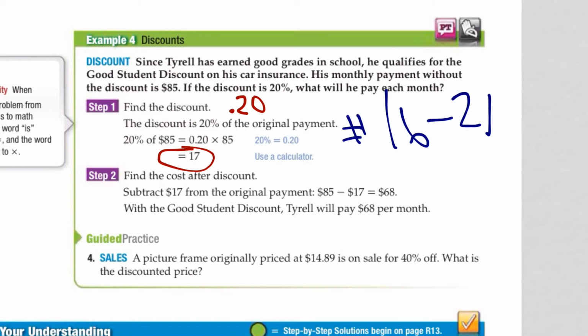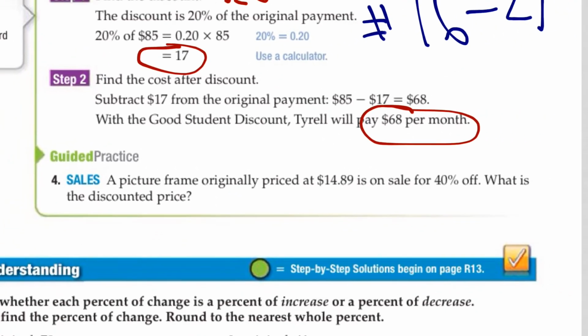But the question is, since it's a discount, am I going to add it to the 85 or am I going to subtract it? Well, since it's a discount, I'm taking it away, so it's 85 minus 17. So now, what he's going to have to pay is only $68 a month. So he saves himself $17 a month and only has to pay $68. So take a look at this one.